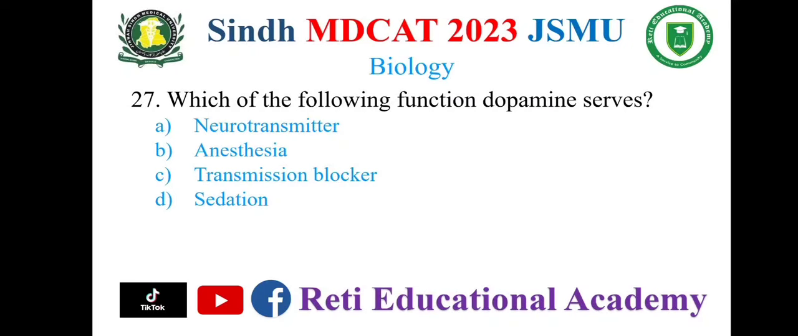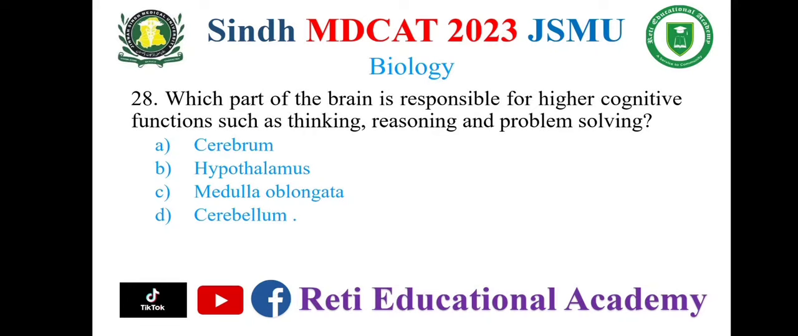Question number 27. Which of the following function dopamine serves? A. Neurotransmitter. B. Anesthesia. C. Transmission blocker. D. Sedation. And the correct option is A. Neurotransmitter.